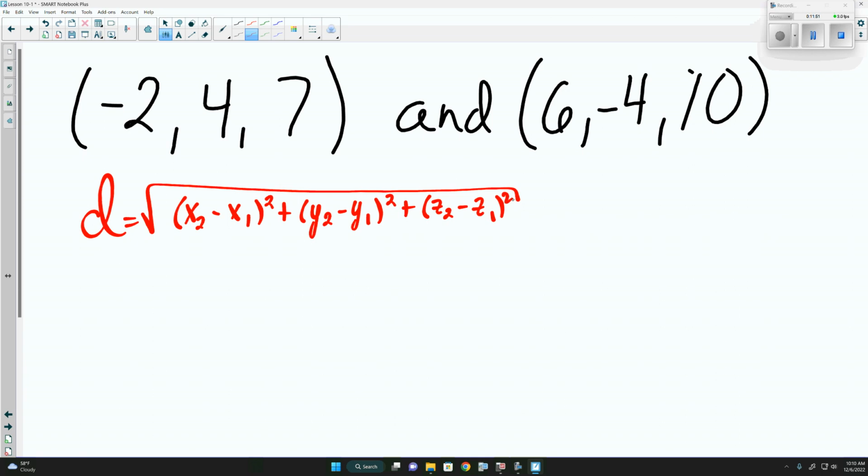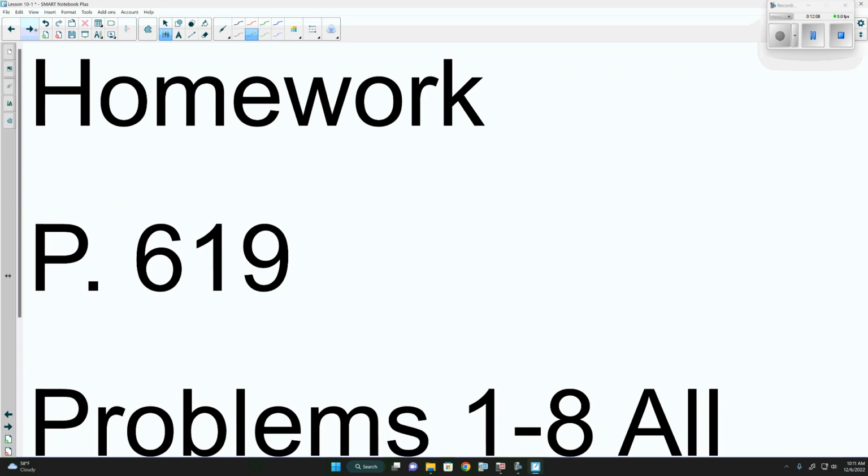We could do the same thing with distance. Because if we wanted, guys, almost done, if we wanted to find the distance, we could do the exact same thing. We just add in the z values. It's not any different. We're just adding another component to it. But that's it.